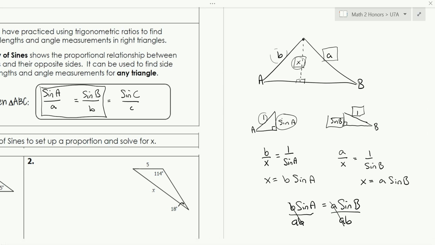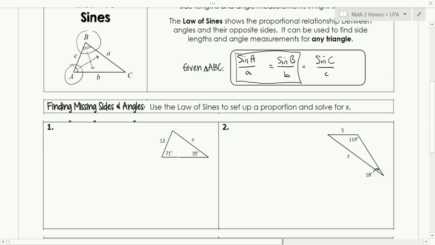And we could do something similar for C. And you could do this with any triangle, but instead of having to go through all this each time, we can just say, okay, memorize the law of sines, which is pretty easy to memorize, that sine of A over A equals sine of B over B, sine of C over C, and just use that. And so let's see how it's used.